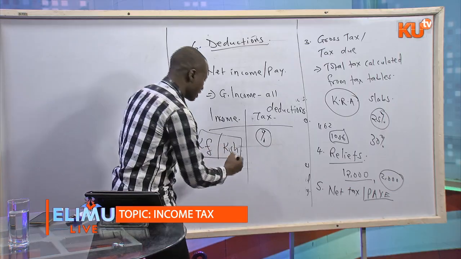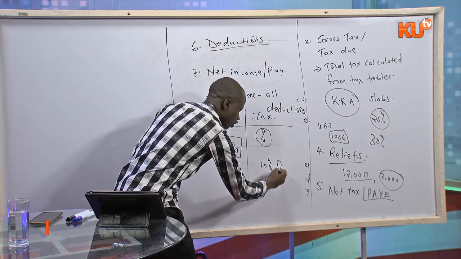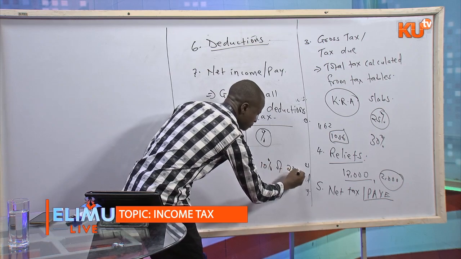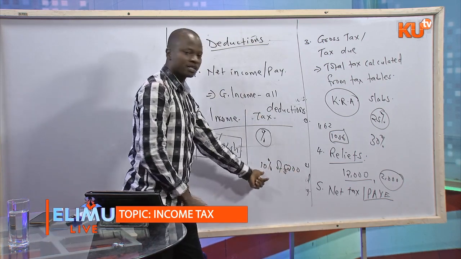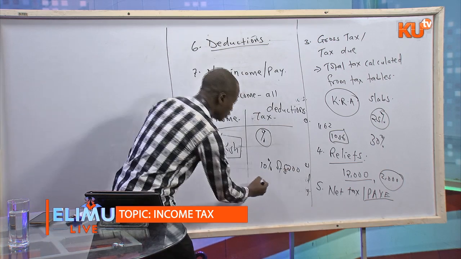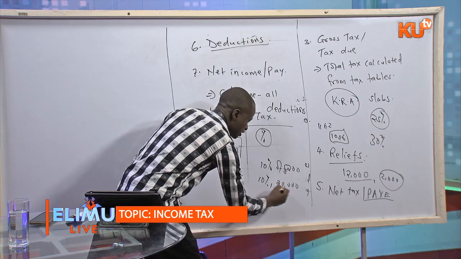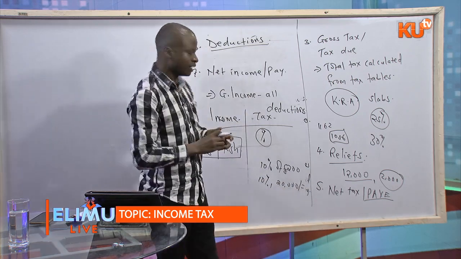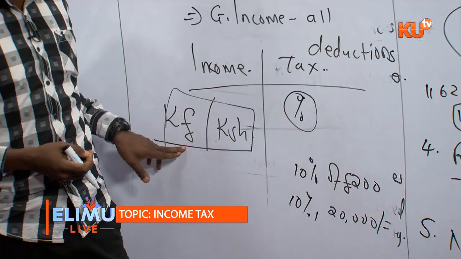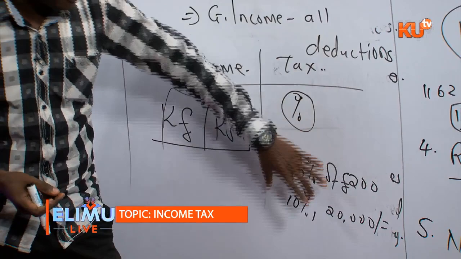For example, if I'm taking 10% of 200 pounds, then the answer is also in pounds, because this is a percentage, it has no units. And if I take also 10% of 20,000 Kenyan shillings, then the answer is also in shillings. So you need to be very careful on the table. Is the income in pounds or in shillings? And how is the tax? Is it as a percentage?